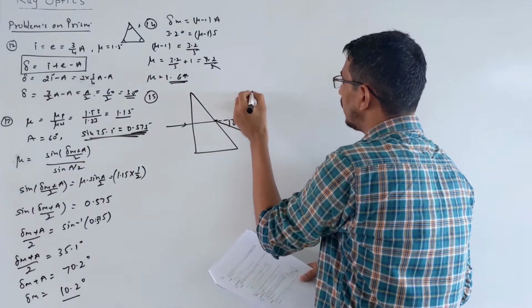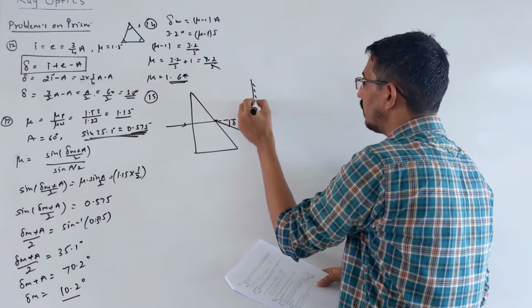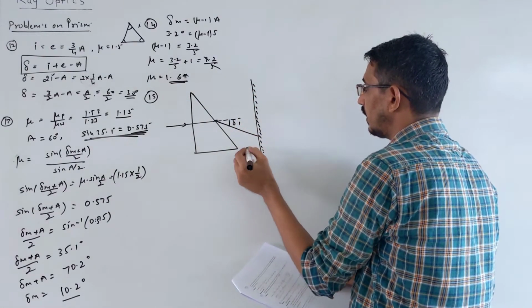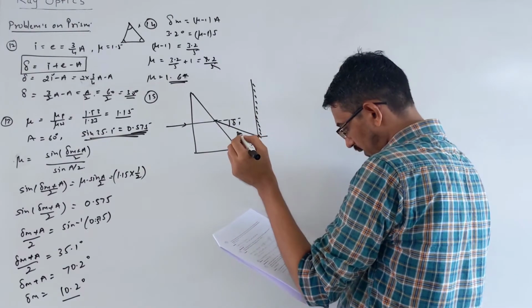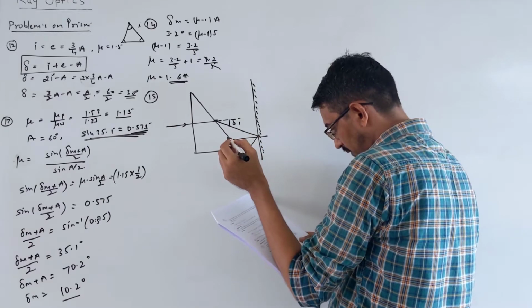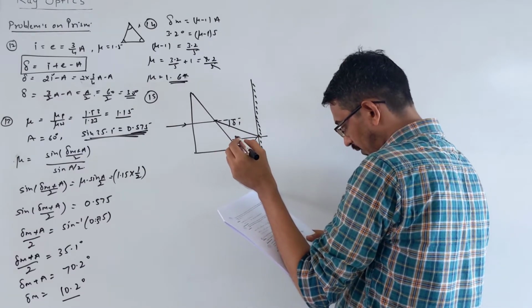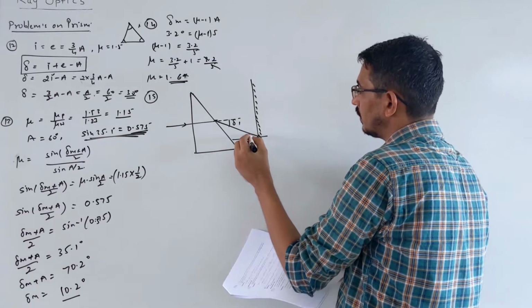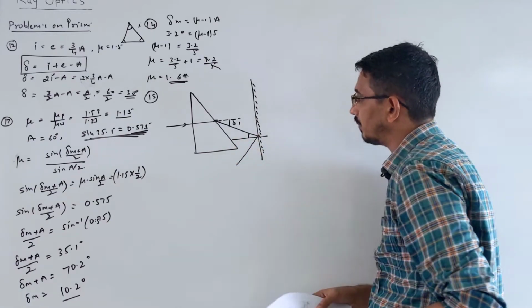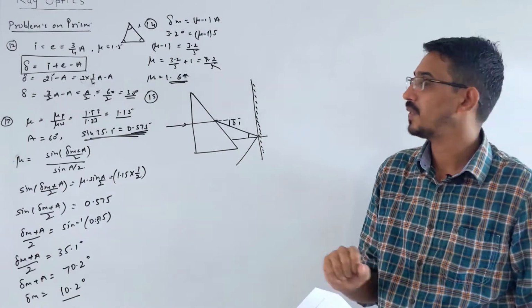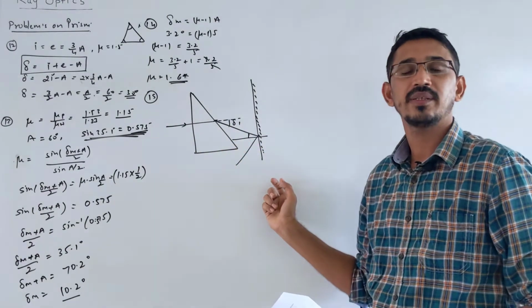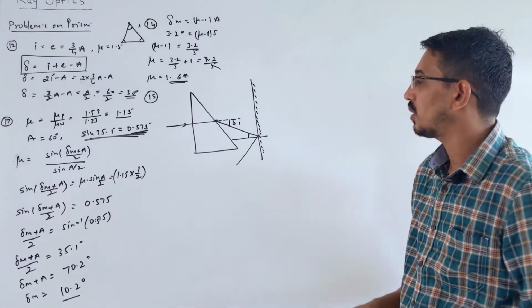Then there is a plane mirror here. From the mirror it gets reflected like this. So they are asking what the net deviation is. Now two things are combined together, a prism and a mirror, and we have to calculate the net deviation. A few values are given.